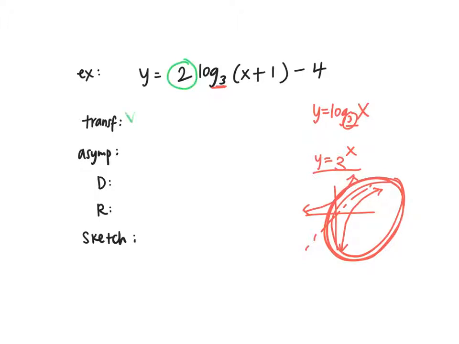I have a vertical stretch by 2, going left 1 and down 4.